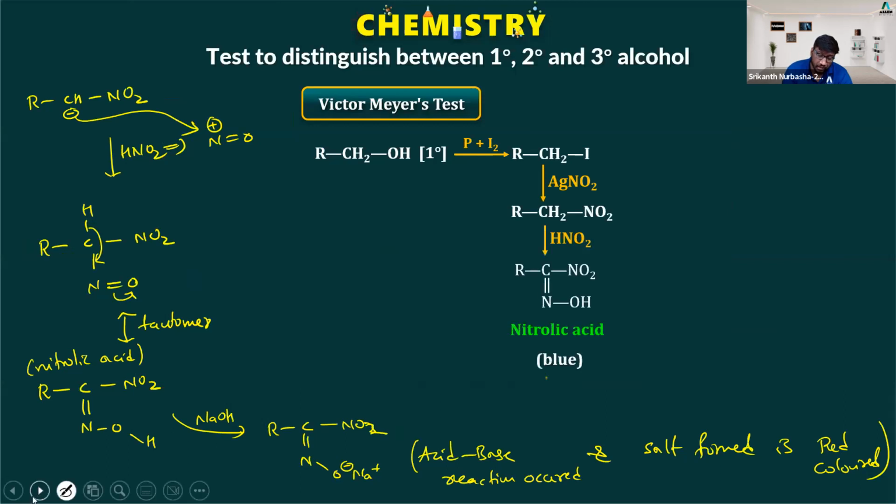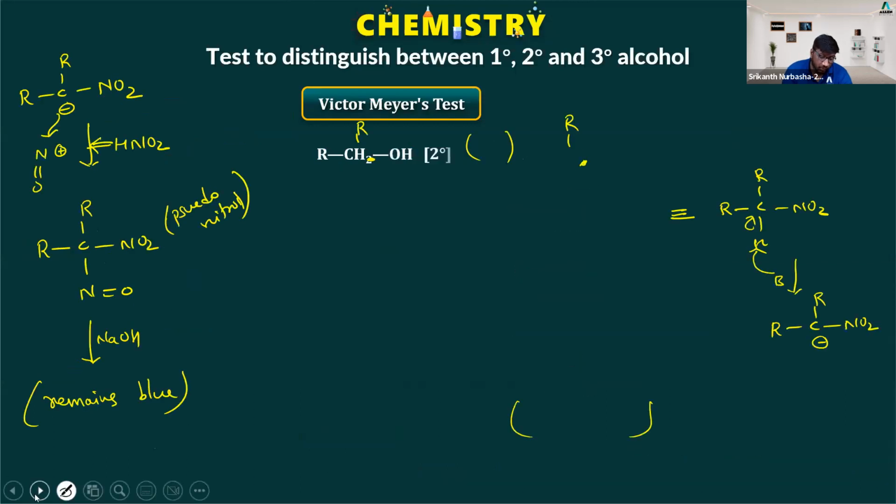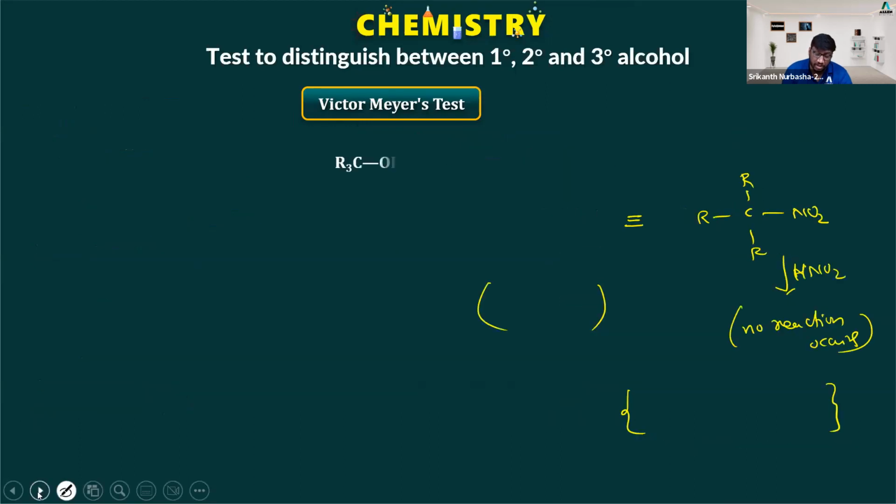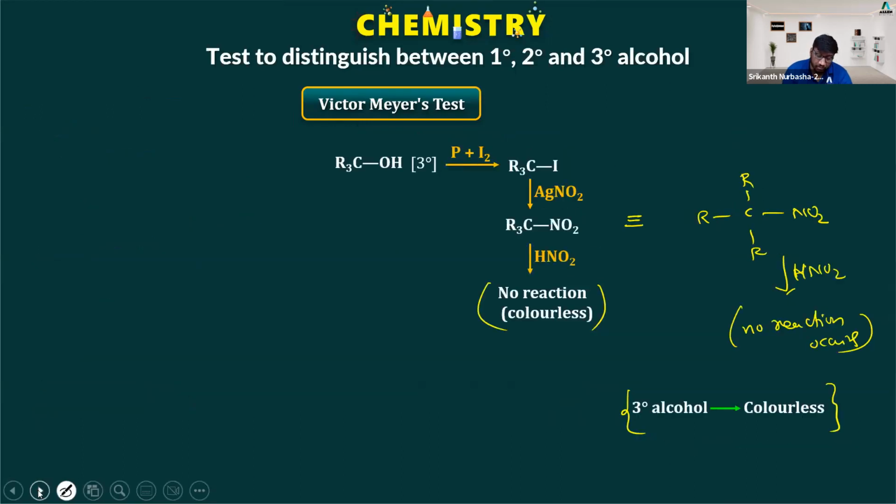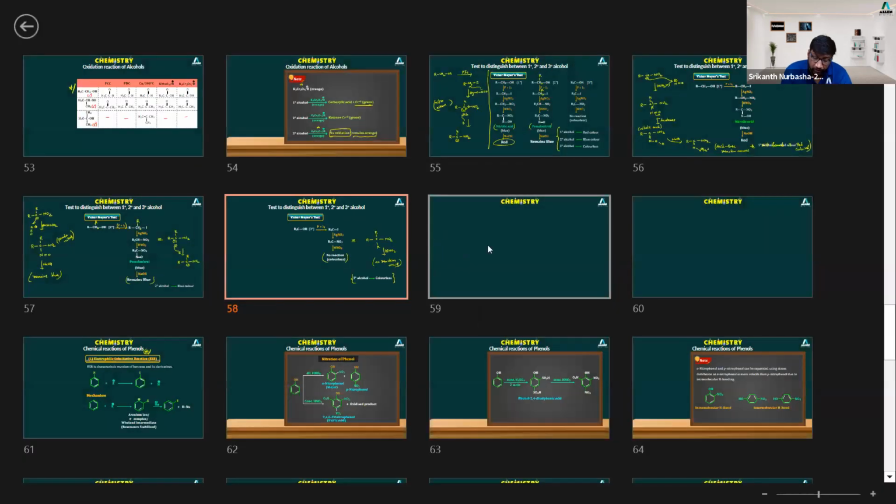Okay. And before this Victor Meyer test, we have seen different reactions, like oxidation reactions. Yes or no? Strong oxidizing agents, milder oxidizing agents. What is going to happen? Now we'll start with one more oxidizing agent and then go on to the electrophilic substitution reactions of phenols. Yes or no? Last class we were supposed to start with the electrophilic substitution reactions of phenol. But before that, we'll discuss one more oxidation of alcohols, that is oxidation using HIO4.